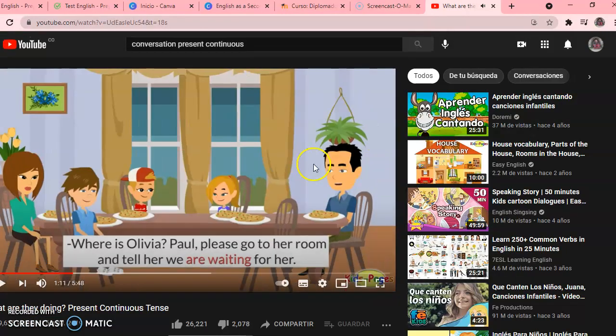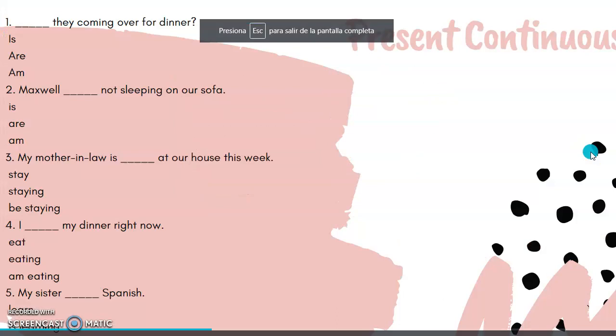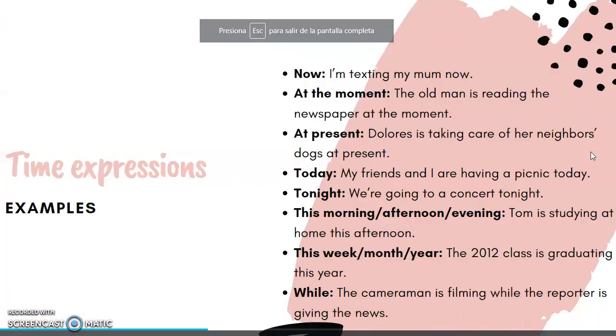Okay, as you could see or watch in the video, we were talking about the present continuous. As you could see, they are using the time expressions.